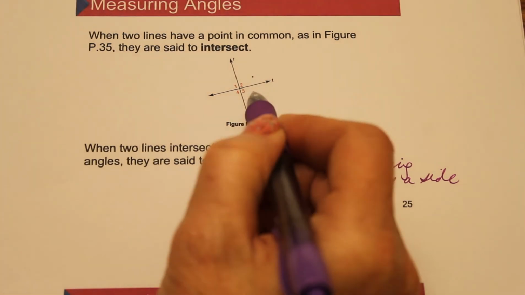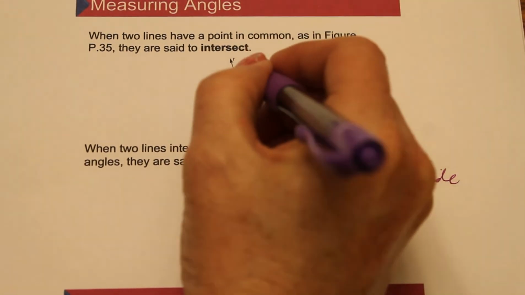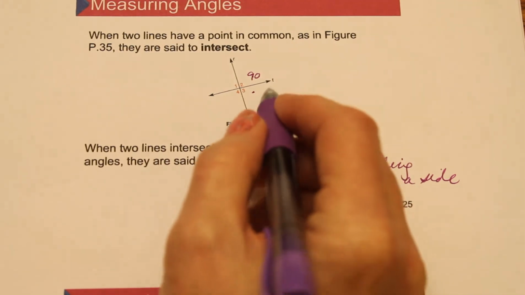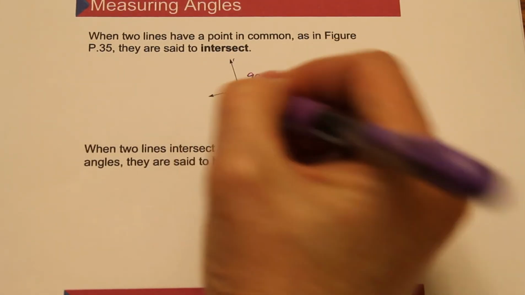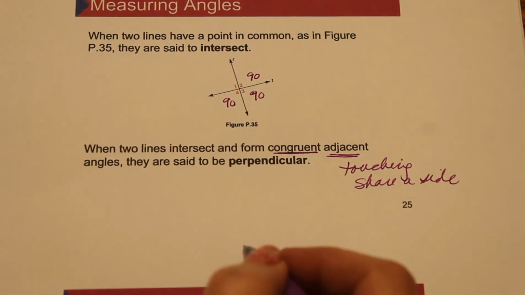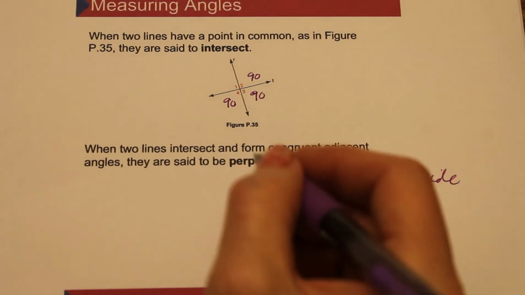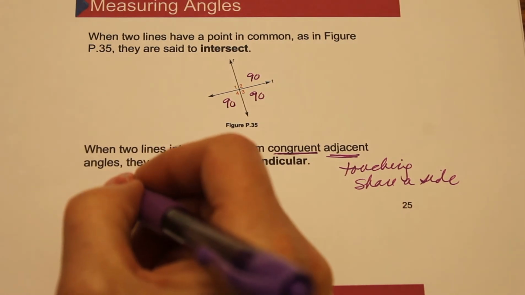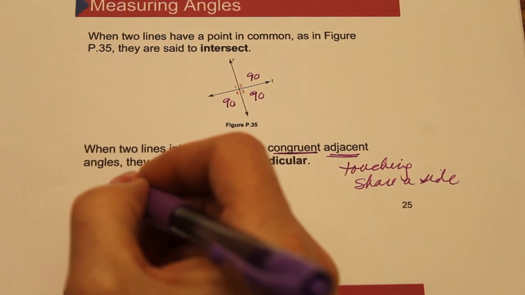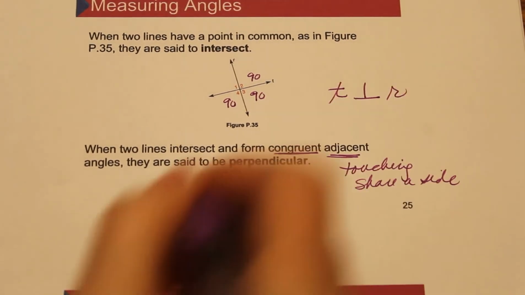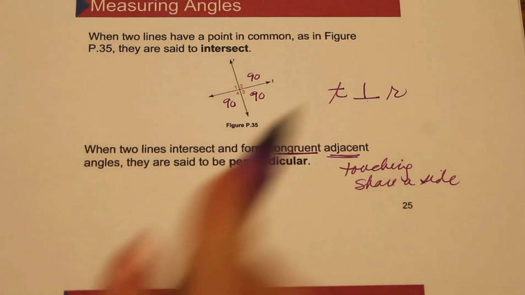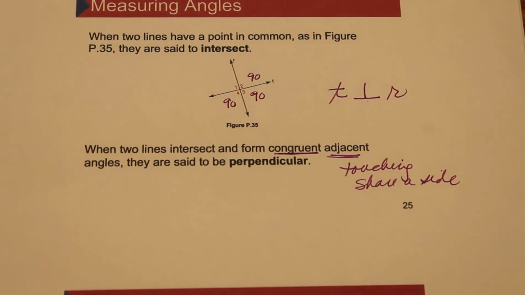If this angle and this angle have to be the same size, this one would have to be 90 and this one would have to be 90. If this one and this angle 3 have the same measure, this would be 90 and 90. So lines that meet at 90-degree angles or create congruent adjacent angles are perpendicular. And let's see, that's angle T and angle R. We would say T is perpendicular to R. So that's your symbol for perpendicular.